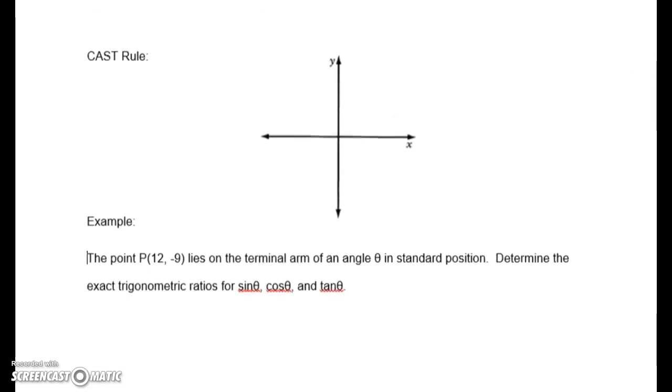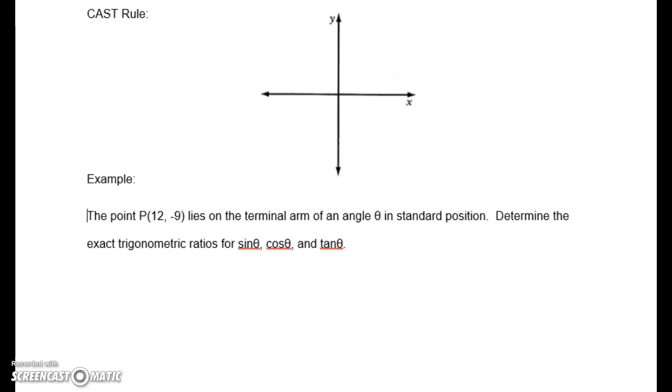One thing that we also did a recap on was the CAST rule. This one just tells you whether or not your cosine or sine or tan is positive or negative depending on what quadrant it's in. So using the CAST rule, you start in the bottom right corner and you literally spell the word CAST going in a counterclockwise direction. So you have C-A-S-T.